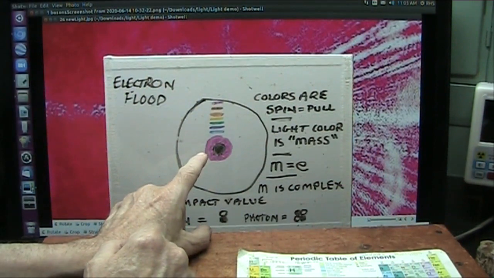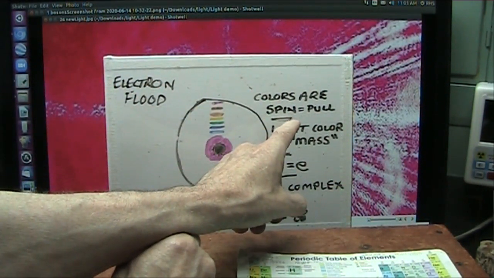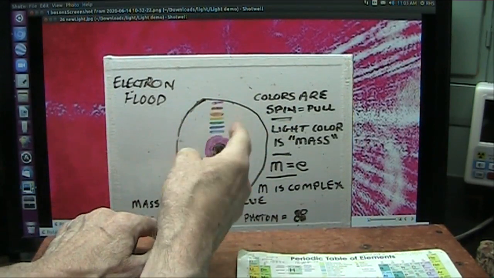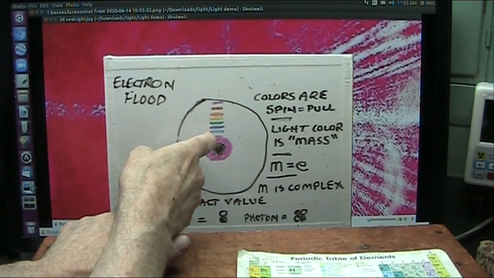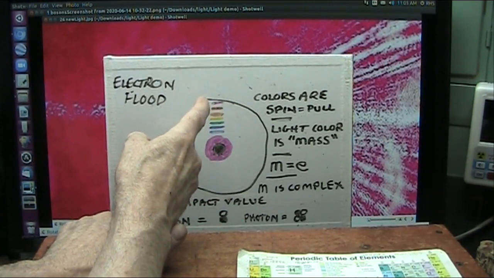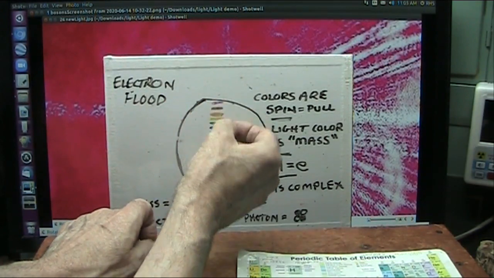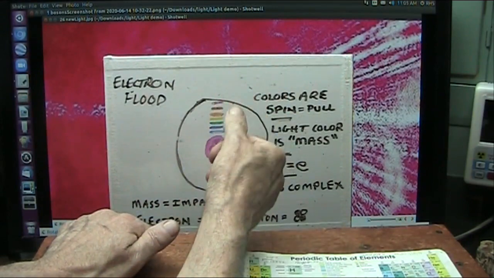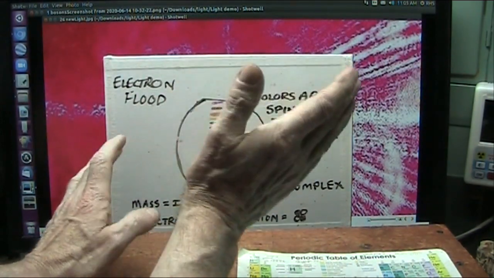Now, here's why we get colors. Colors are the spin, and the faster the spin, the darker the color, down to blue, and then you come all the way out to red. And that's just a matter of literally flicking the electron off of there, and when it goes, it spins. Now, that's all I can determine.